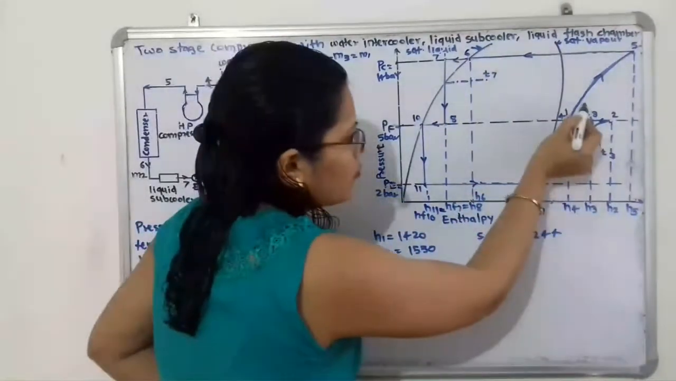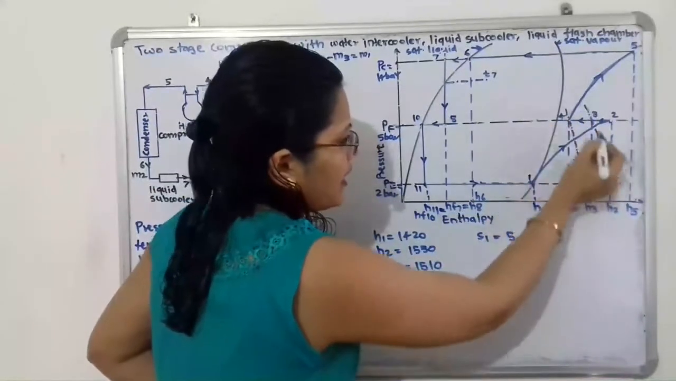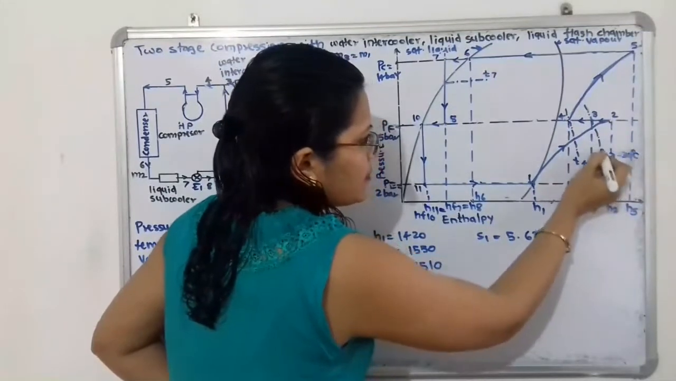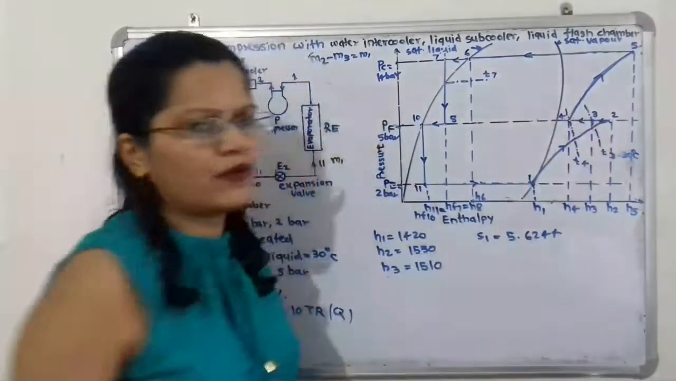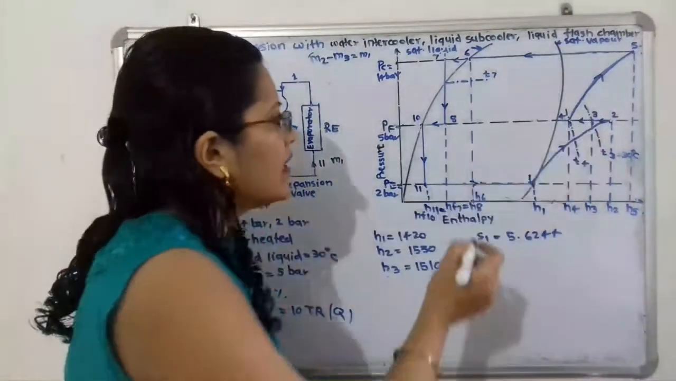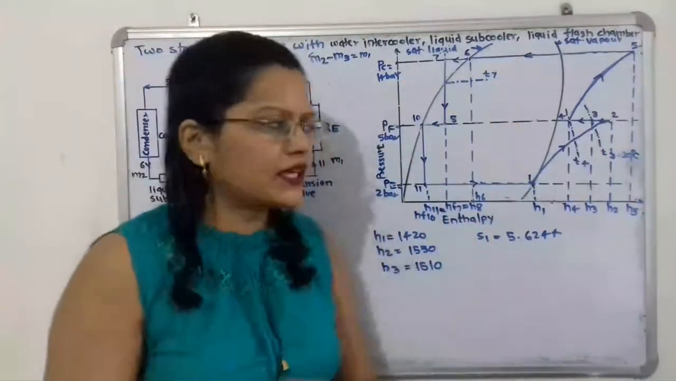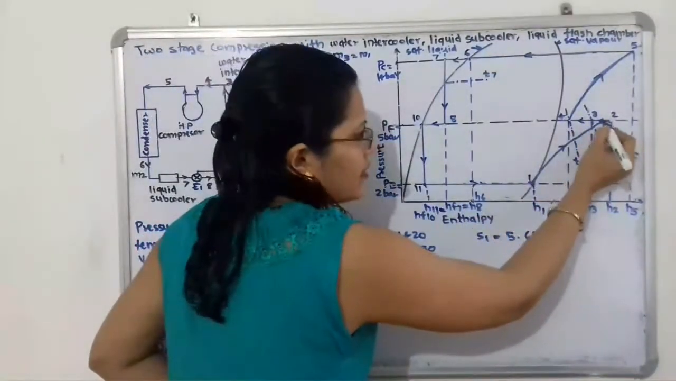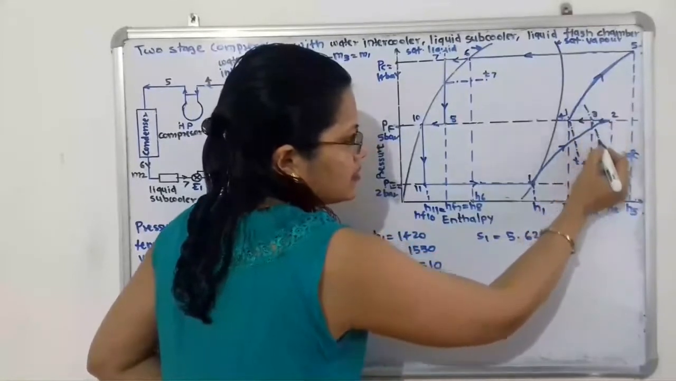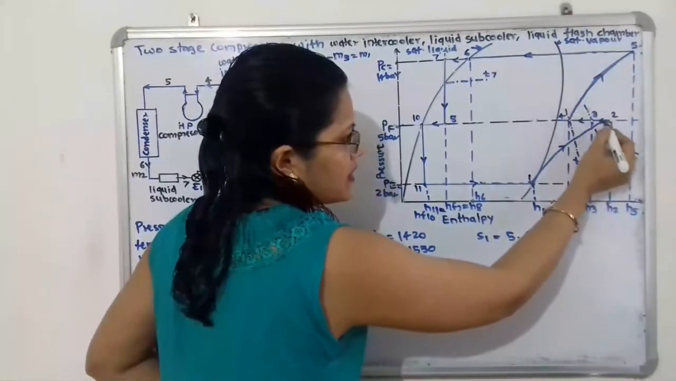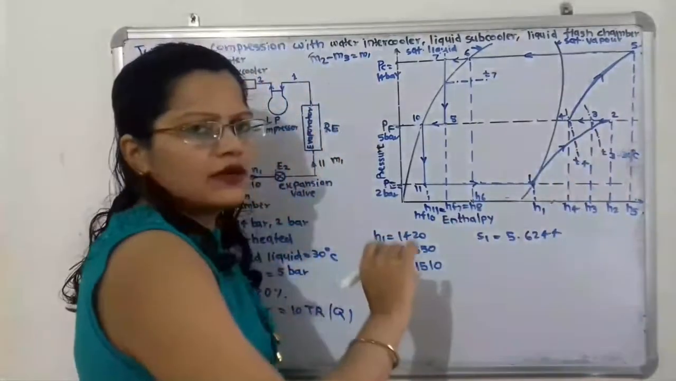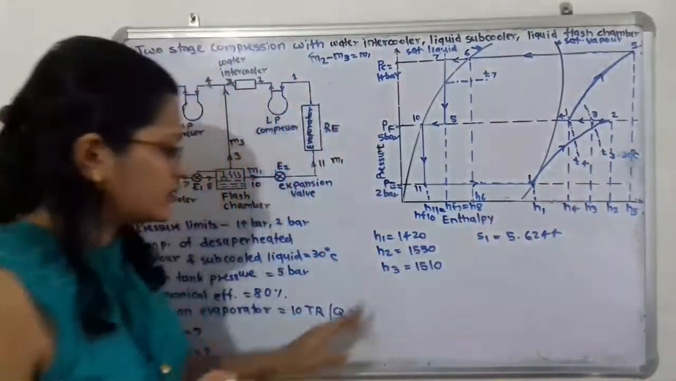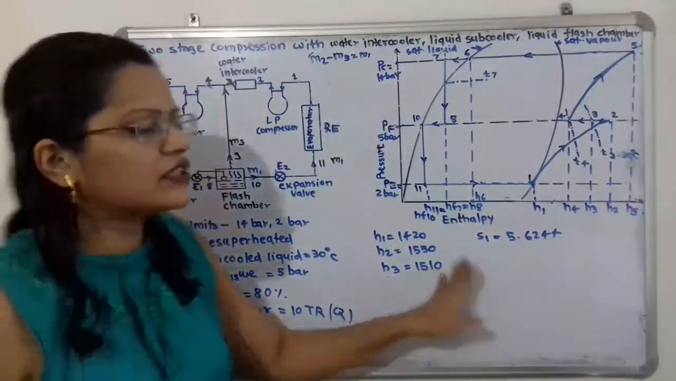Here we have to first find out these temperature lines, and the temperature that is equal to 30 degree Celsius, this will be temperature T3, and we have to select that point, and that point will be our point 3. And this process is taking place at constant pressure. So along this pressure line only, that is equal to flash chamber pressure, we have to select the point 3, that is, this is the line with 30 degree Celsius temperature, and this is the line with constant pressure. So when we extend this point 3, we will get here the H3, that is equal to 1510 kilojoule per kilogram.